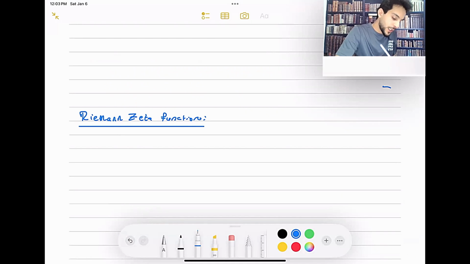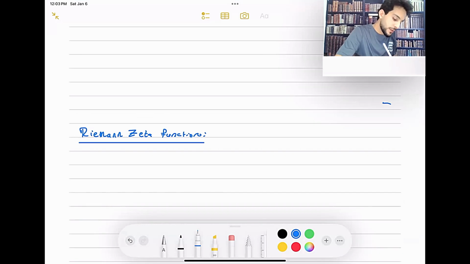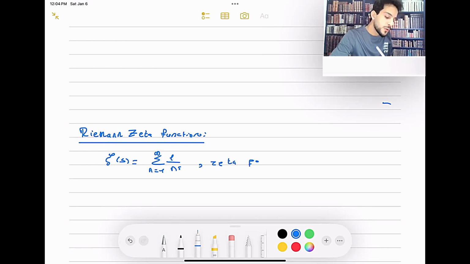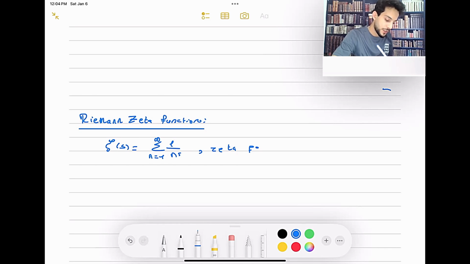Okay, so let us start by defining the zeta function, which is the core topic we're going to be talking about. So the zeta function is defined as such. Well, this is called the zeta function, and people usually misinterpret this and think that this is the Riemann zeta function. In fact, this is not the Riemann zeta function. Well, the Riemann zeta function is the analytic continuation of this function, and it's given by the following functional equation.